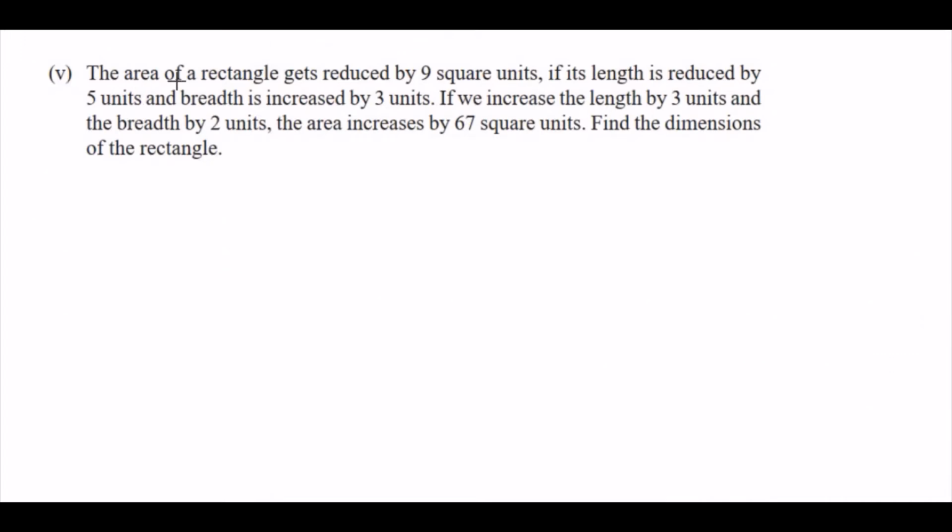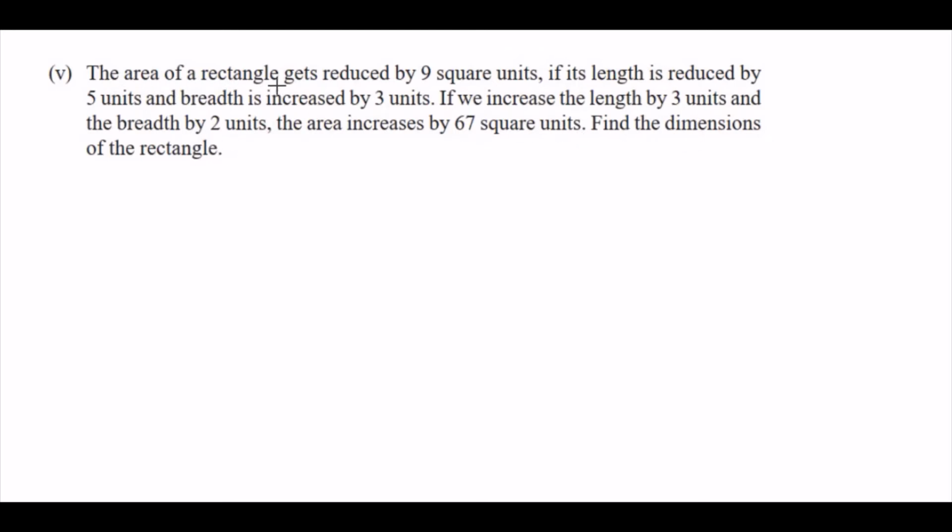The fifth question is, the area of a rectangle gets reduced by 9 square units if its length is reduced by 5 units and breadth is increased by 3 units. If we increase the length by 3 units and breadth by 2 units, the area increases by 67 square units. Find the dimensions of the rectangle.